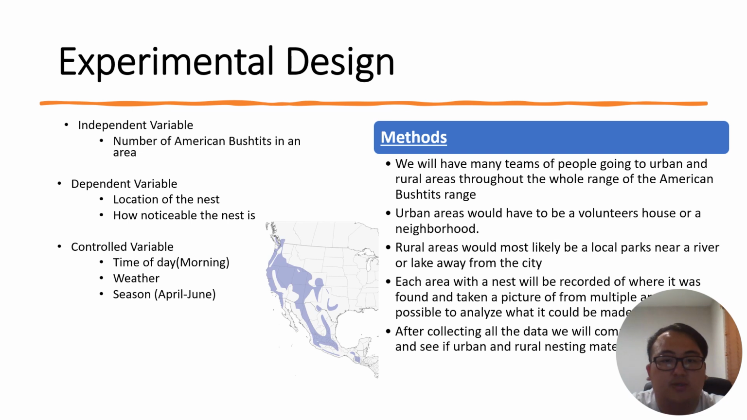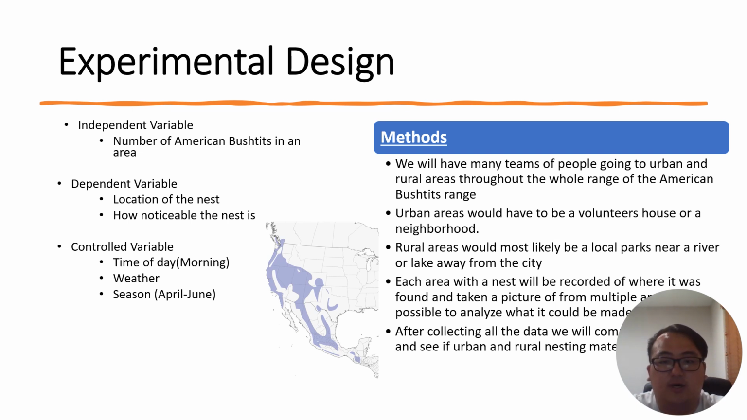So this is my experimental design. The independent variable will be the number of American bush tits in an area. The dependent variable will be the locations of the nests and how noticeable the nests are because they're usually very camouflaged. The controlled variable will be the time of day, which is in the mornings because that's when most birds are active. We would like to have non-stormy weather or no heavy rains. And the season will be April through June because that is when we will find them nesting usually.